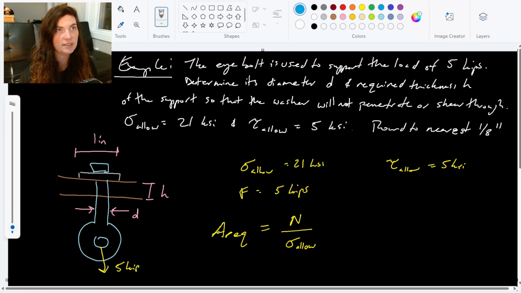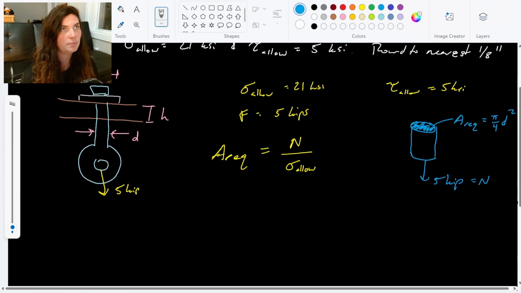If we were to snip a section of this eye bolt and look at the cross section, we would see the 5 kip force running through it, and the cross-sectional area is made up of this diameter D. The area here is the area required, which we can represent as pi over 4 D squared, where we're trying to find that diameter. And my 5 kip is my normal force.